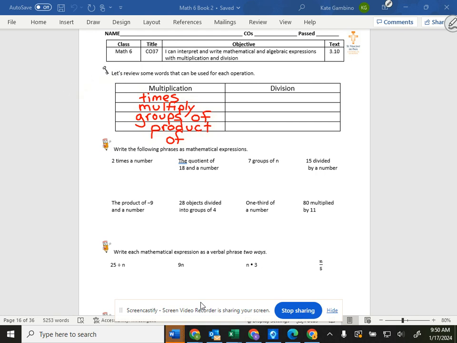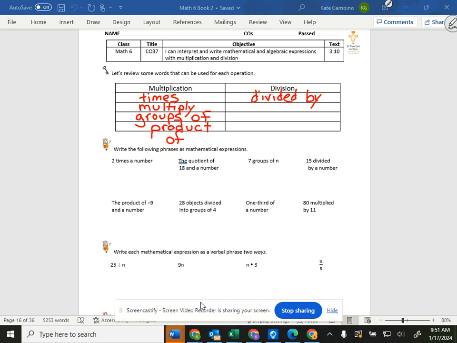All right, now let's look at our division. What are some words for division? Connor. Divide. Or we could say divided by. A number divided by. What's another word? Come on up. Quotient.